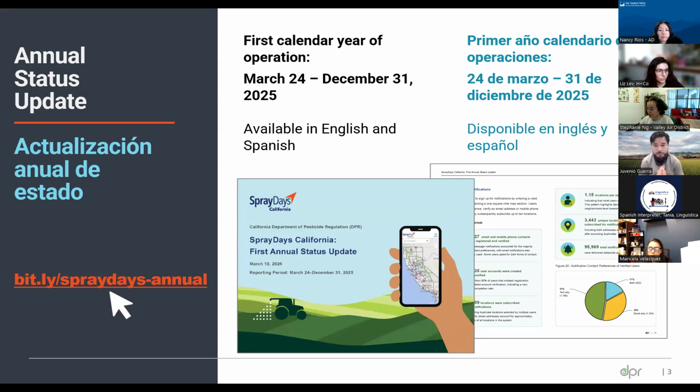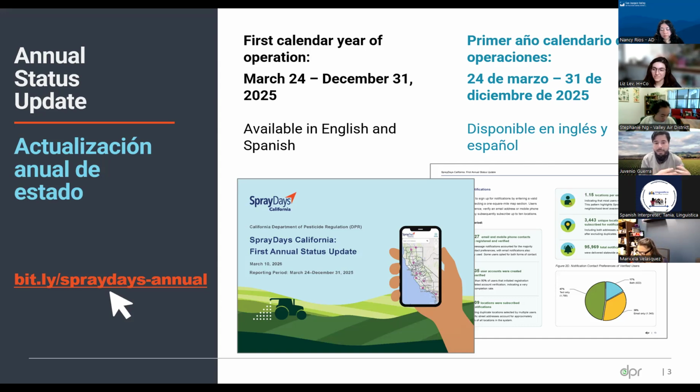So we released our annual status update last week as part of the regulation that went into effect for spray days. We are required to provide an update every year, every year leading up to the 3-year review of the system. So we have an update this year. We'll have another update at the beginning of next year. And then in 2028, we'll have the formal 3-year review of the system.